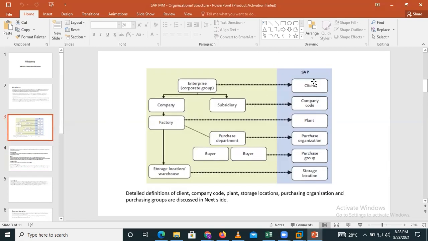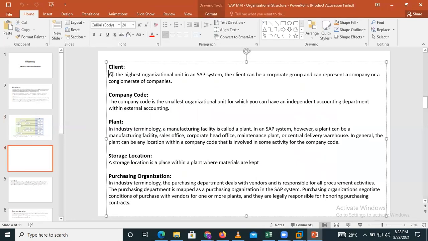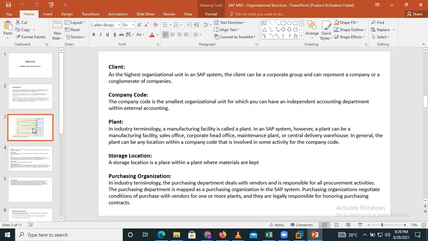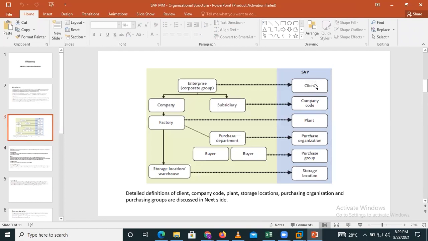As we mentioned, client is the highest organization in our SAP system. As the highest organization unit in the SAP system, the client can be a corporate group, or can represent a company or a conglomerate of companies. So client is nothing but the highest organization unit in our SAP.